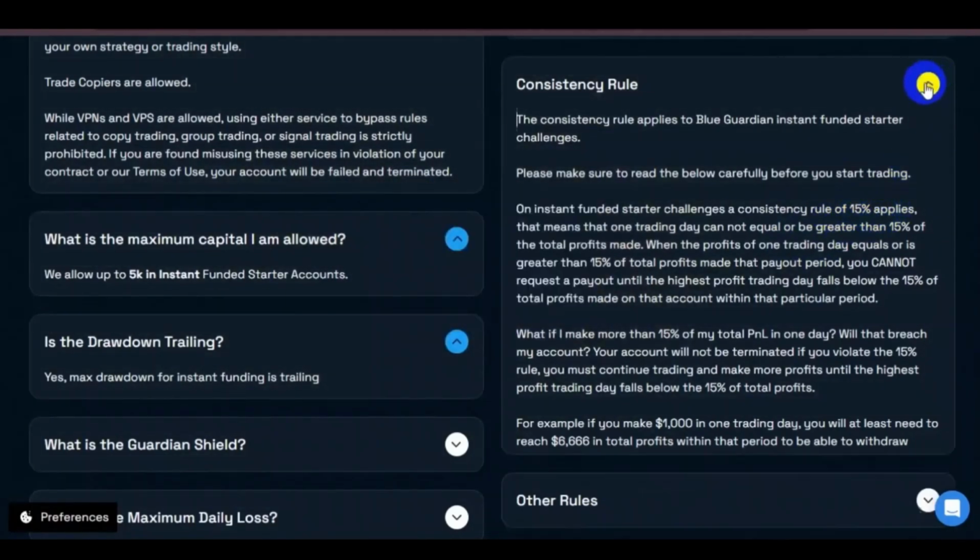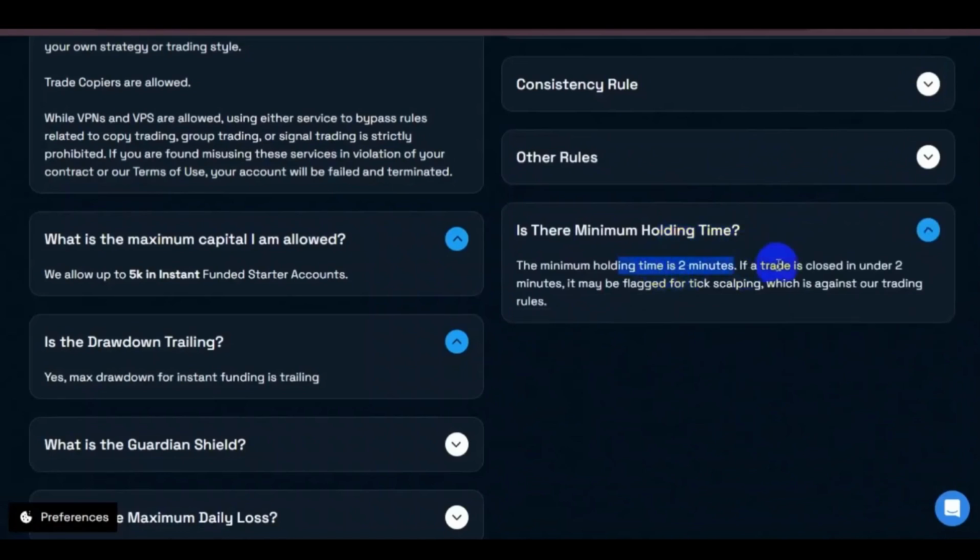Keep in mind that there is a holding time rule. Each and every trade must be held at least 2 minutes. If less than this, the profit will not be counted. But if the SL is hit under 2 minutes, there will be no issue. Only when you make a profit, it should be held for more than 2 minutes. Otherwise, the profit will be removed from your total profit.